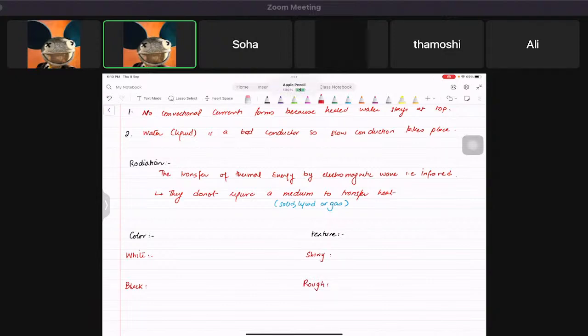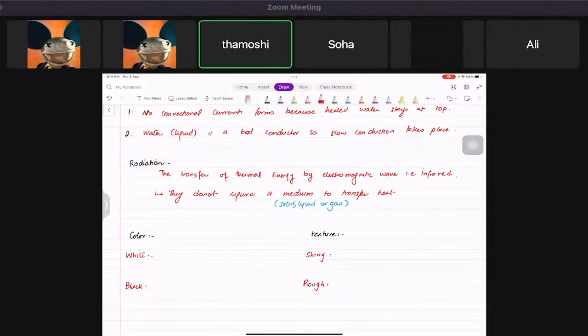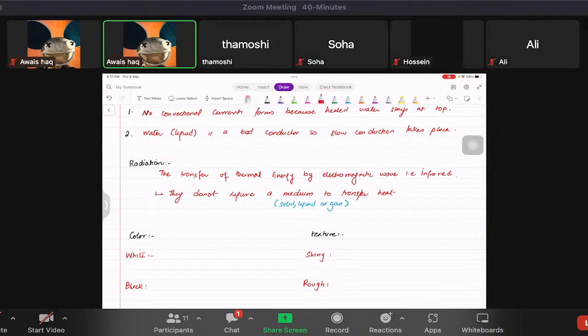So when it's summer, what would you do? Would you wear clothes which are white in color, or would you wear clothes that are dark in color? Who can tell me? White. Why would you wear white? Why not dark colors? Because light colors absorb less heat and dark colors absorb more heat. Okay, so what Thamoshi and Soa are saying is absolutely correct, because this would mean that white color is a poor absorber and black color is a good absorber.